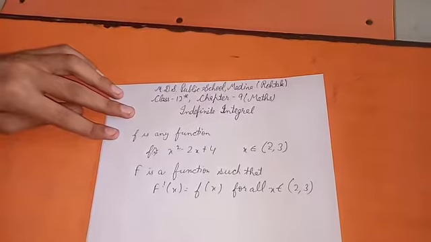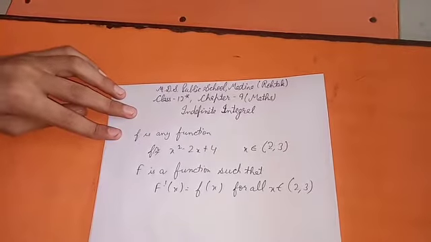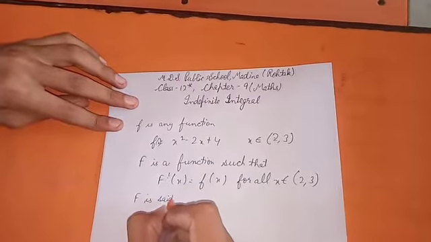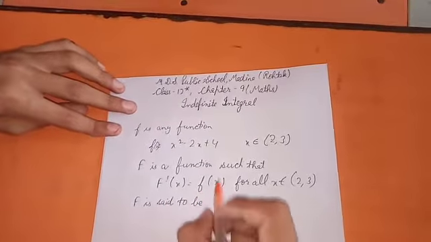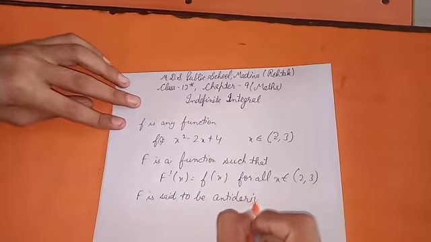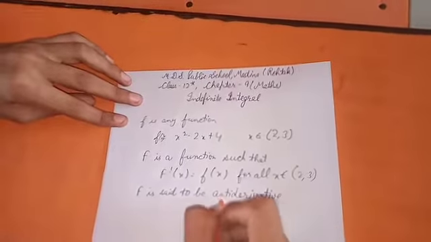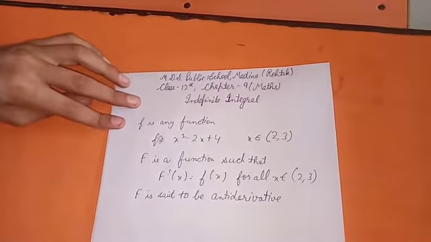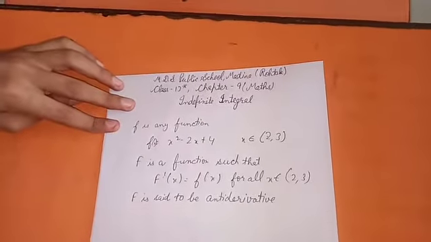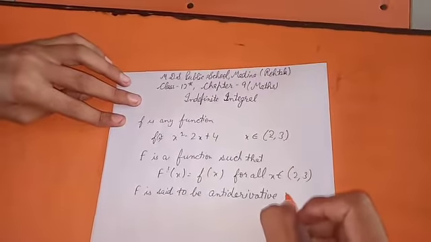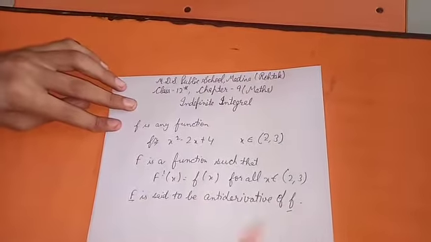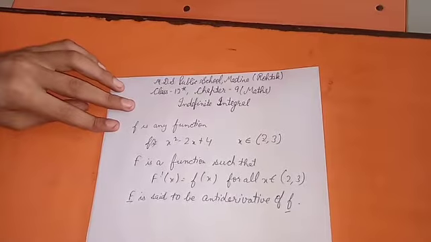Then F is said to be antiderivative. Derivative we have studied. Anti means opposite, so it is opposite of derivative. F is said to be antiderivative of small f. Don't confuse capital and small f. These are two different functions.